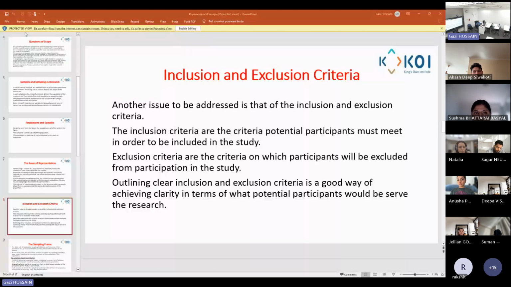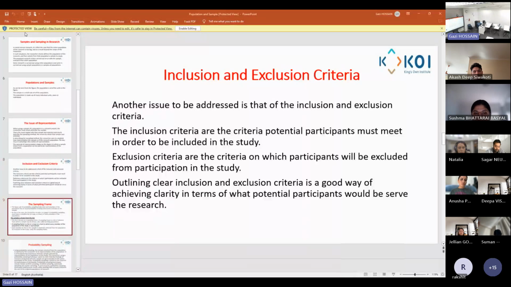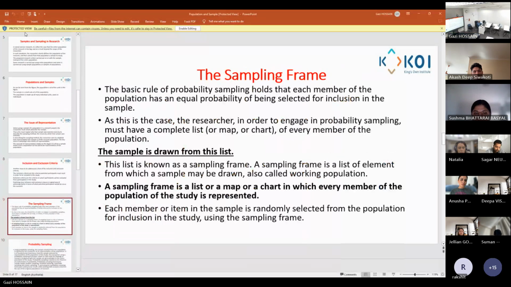What does probability mean? Can you hear me? I can see my camera is turning off. I don't know why. Anyway, if it is completely off, I will log on again.